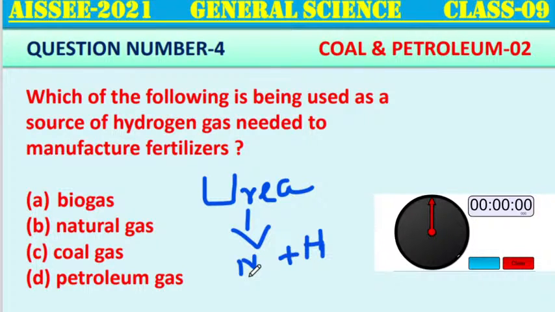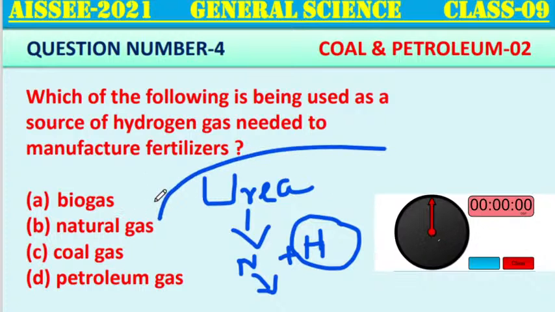So nitrogen we get from air. As you know, air has maximum nitrogen, 78%. So nitrogen we get from air, and this hydrogen we get from the fossil fuel, that is natural gas. Natural gas contains carbon and hydrogen.